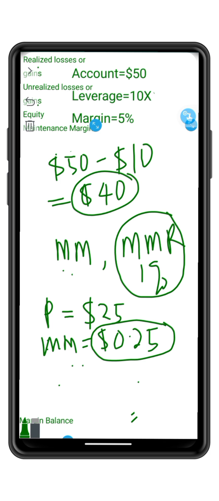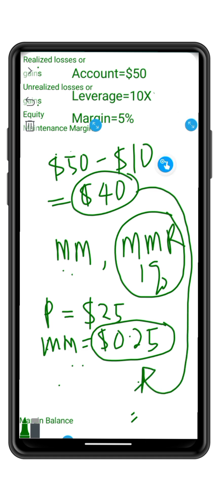So is this $40 below this or equal to this? The answer is no. So on cross, provided that your unrealized losses do not get your account down to this or below this, your trade will still keep running. I'll say that again. If you take your unrealized losses away from your account and it doesn't go below or equal to this, your trade will keep running. You will not be liquidated. But this is not the case for isolated.